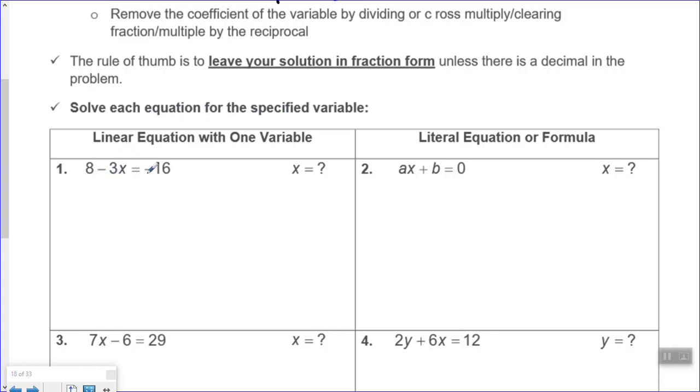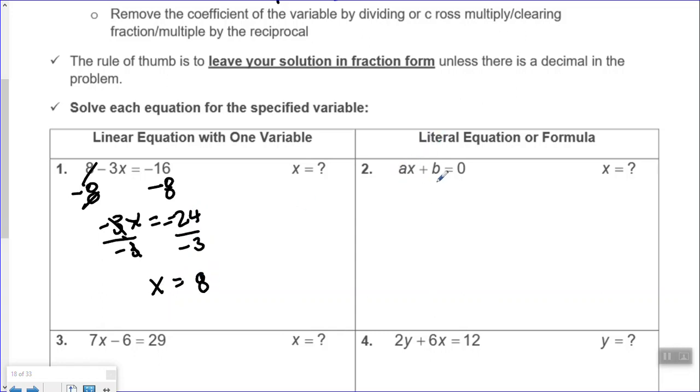So 8 minus 3x equals negative 16. We are trying to solve for x, right? So subtract 8. 8 is cancelled. Bring down negative 3x equals negative 16 minus 8 is negative 24. We have to divide by negative 3. Negative 3x equals negative 24, divided by negative 3 is a positive 8.